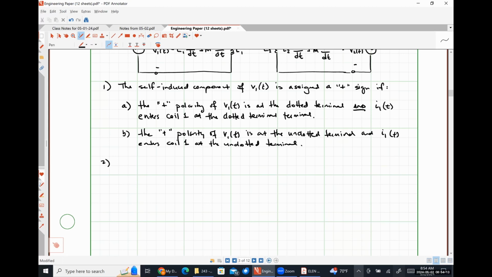So now let's talk about the rules for the mutual term, and it's effectively the same thing, except that now we're going to be looking at whether the positive polarity terminal of the voltage V1 is at the dot and which terminal of coil 2, or excuse me, the current I2, is flowing into. I'll make some sense of it here in just a second. I just expressed that very poorly. All right.